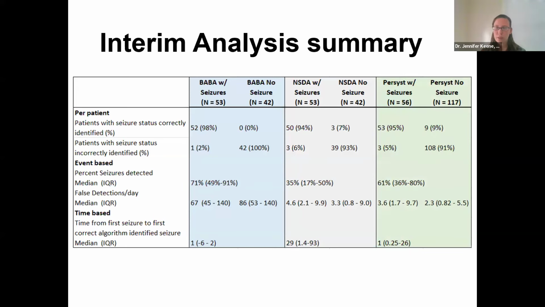And for Persyst, where we've actually analyzed all of our cohort, for patients with seizures, it identified 95% of those babies with seizures correctly. There were, again, 3 with seizures that were missed. It also had false detections in 91% of the children without seizures. However, those false detections were again quite a bit lower than our previous generation, at 3.6 and 2.3 false detections per day. And it picked up 61% of the individual seizures with a median time to identify the first seizure of 1 minute.